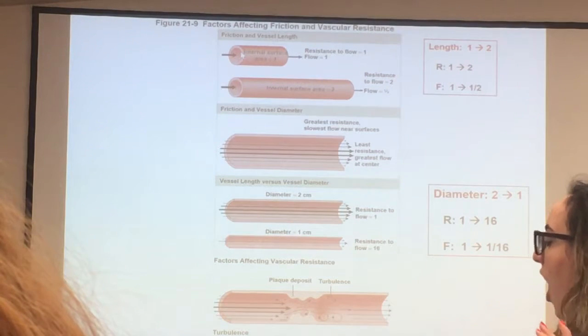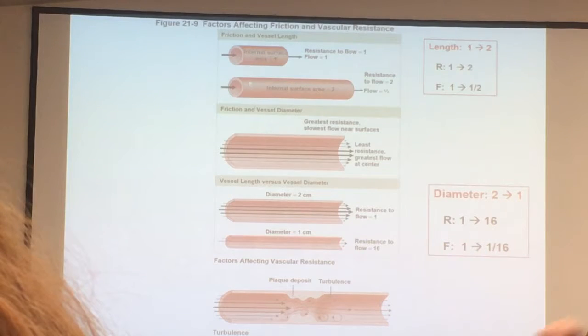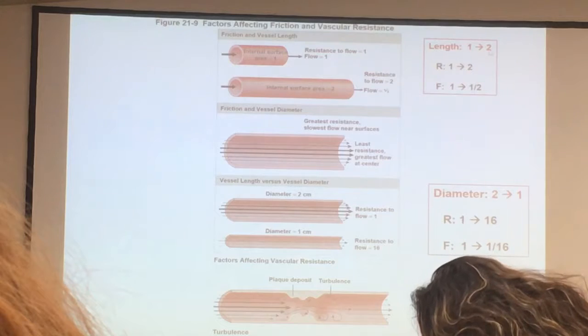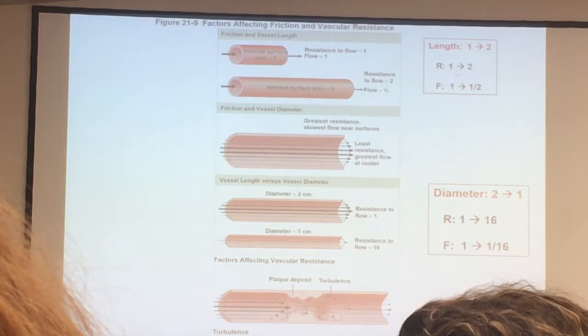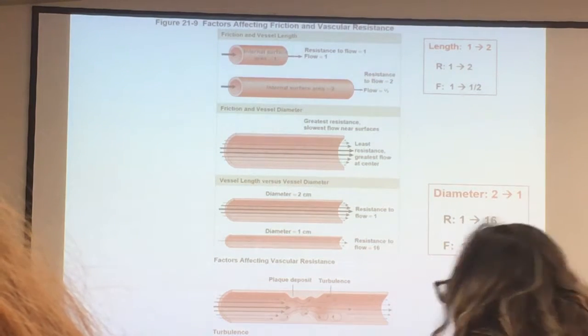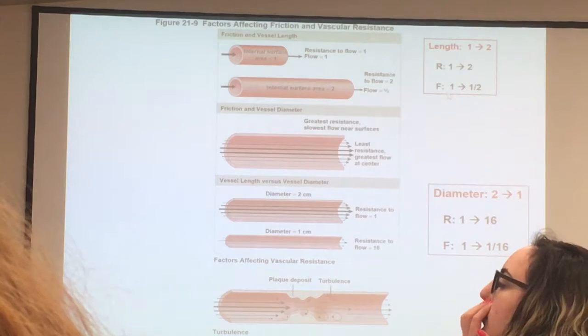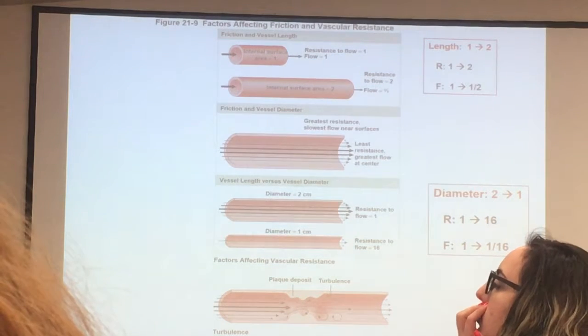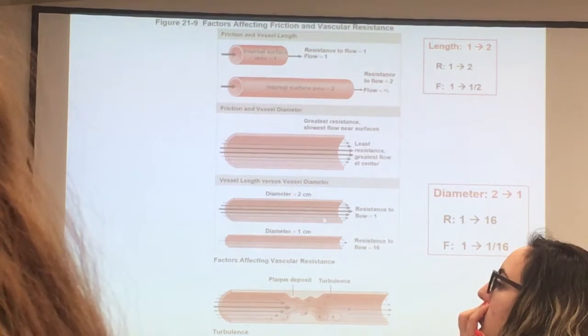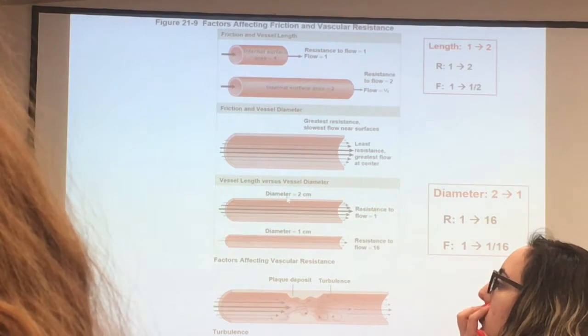The same condition, all the same size, but this one is a little bit longer. Okay, and what happened? The length increased from 1 to 2, so resistance also doubles from 1 to 2, and flow here is 1, and here only half. Flow will decrease. Okay, and now the other situation is the same length, but the diameter or radius changes.